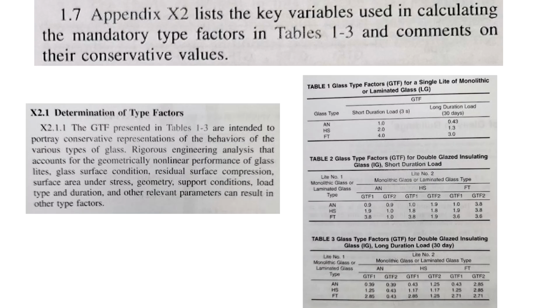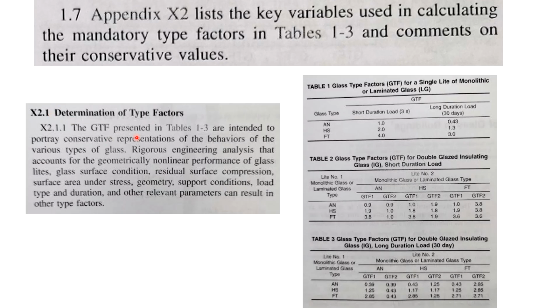1.6, the Appendix X2 lists the key variables in calculating the mandatory type factors in Tables 1 through 3 and comments on their conservative values. I went ahead and pulled up Tables 1, 2, and 3 for you. Those are going to be on page 2.